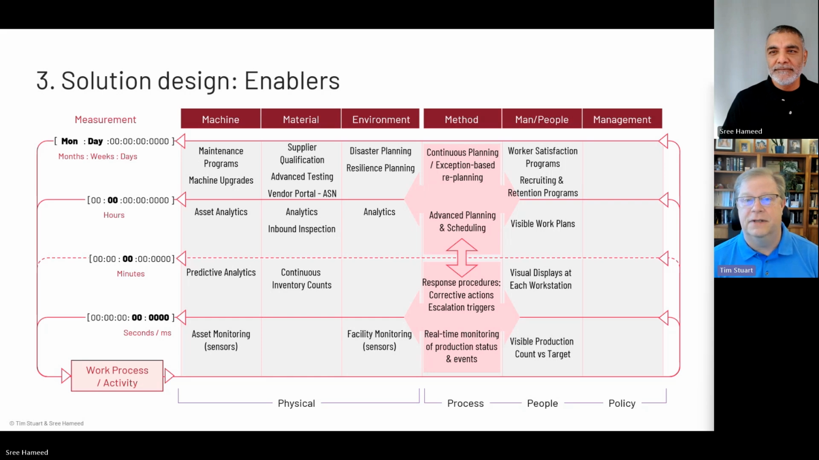Next, at the man or person level, we're working on things like worker satisfaction programs, recruiting and retention programs, in order to really keep the staff that we have and keep those positions filled so that we have people showing up every day ready to work. At the plant level, we're trying to control for variation within those processes by having visual displays with digital work instructions, being able to show visual controls of count versus target so that people are doing what they're supposed to be doing.